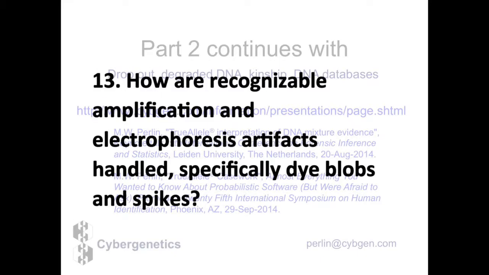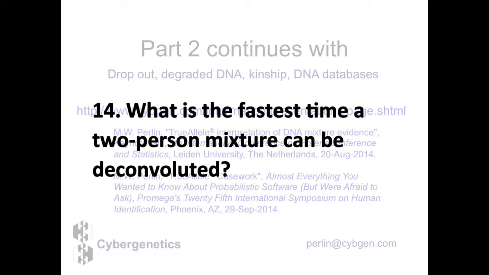Next question is, how are recognizable amplification and electrophoresis artifacts handled, specifically dye blobs and spikes? The answer to that is they're handled in the analysis module that precedes the peak quantification and the interpretation of those peaks. But hopefully the manufacturers are helping you not have as many of these artifacts as we've seen in the past. The next question is, what is the fastest time a 2-person mixture can be deconvoluted? The answer is, if it's a straightforward, easy mixture, 10 or 15 minutes.